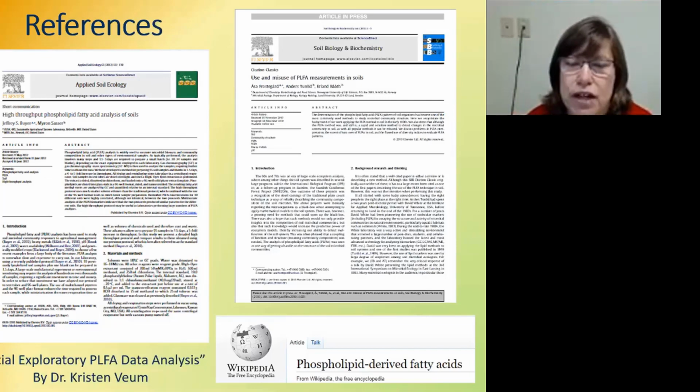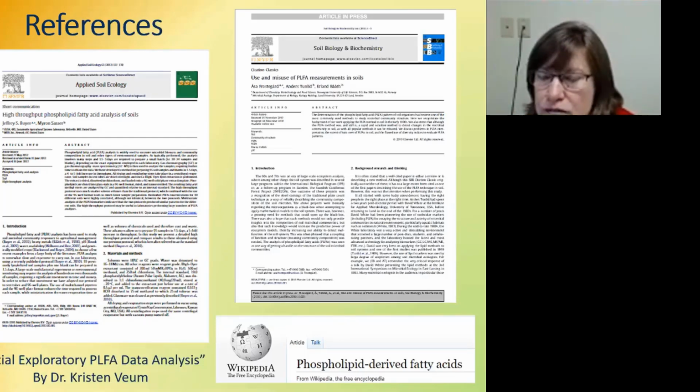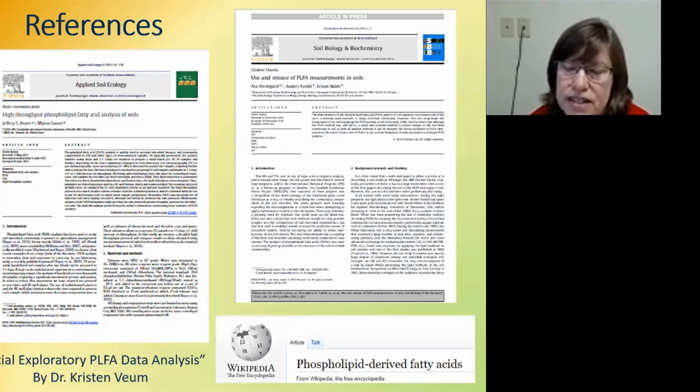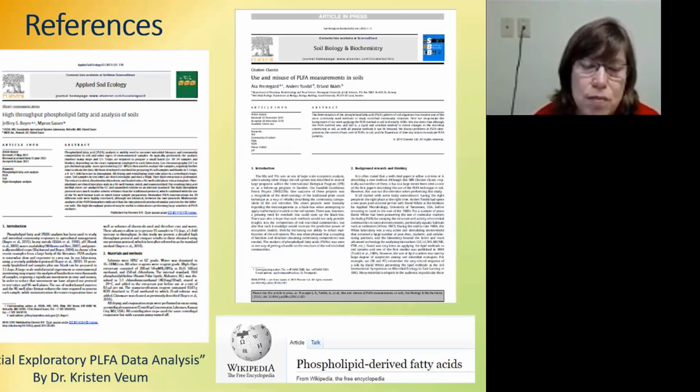Also, both of these will have other listings of articles, the references they use, so you can look up those references as well and learn more. There's a Wikipedia article, the phospholipid-derived fatty acids. That's very helpful to look at. I also usually email out initial exploratory PLFA data analysis. This is not published, but it's something that our coworker, Kristen Wiem, who works for the ARS, put together for us. She went with us to be trained at the ARS lab and MIDI's lab. So this is also very helpful.